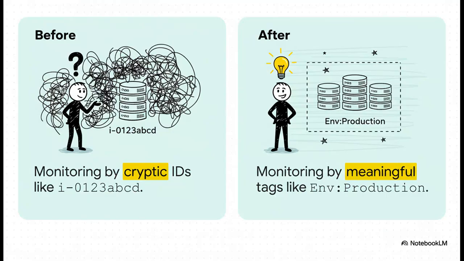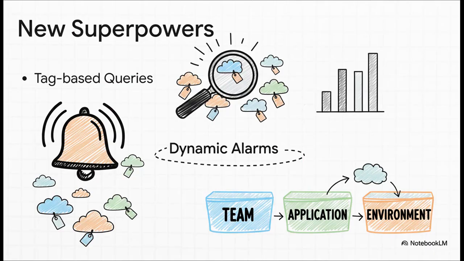And this just shows the change perfectly. It's a total transformation. You go from trying to remember what on earth instance I0123ABCD is supposed to be doing, to just asking CloudWatch, hey, show me the CPU for everything tagged env=production. It is a fundamental shift in how you see your metrics. This unlocks some seriously powerful new moves. You can write Metrics Insights queries that group everything by a tag so you can see the average latency across all functions for one specific microservice. You can build alarms that automatically cover new resources the second they're launched, as long as they have the right tag. No more manually updating alarms every time you scale.